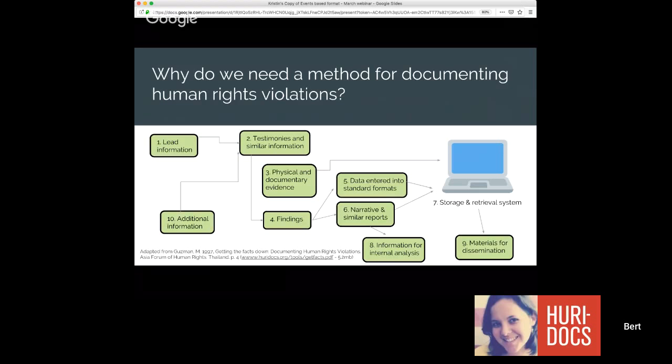And you'll also store that information either manually or, more often these days, in a computerized system, which could be a spreadsheet or a database. Storing information, of course, would allow you also to retrieve that information, to be able to compile narrative and similar reports, and also to produce information which you use initially for your internal analysis with regard to particular cases, or also on the longer term with regard to a number of related cases to see trends and tendencies over time. And also using a database in particular would allow you then to extract materials for dissemination, like press releases or annual reports, thematic reports, etc.